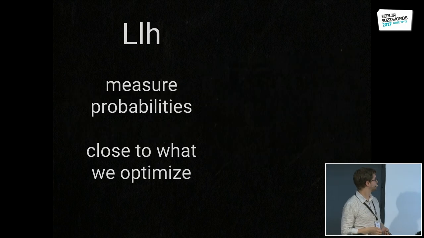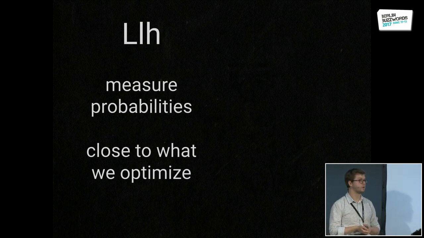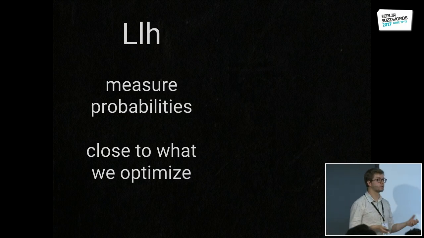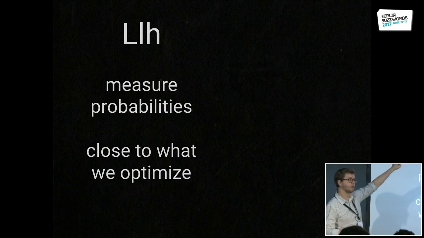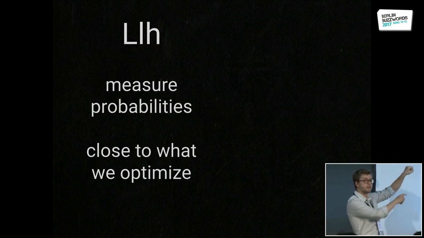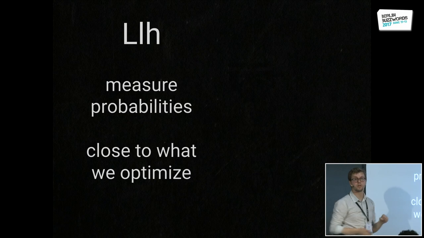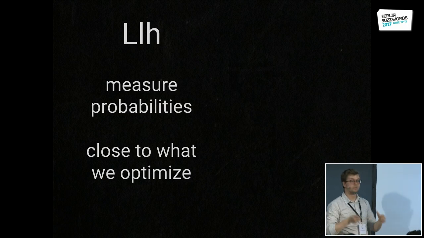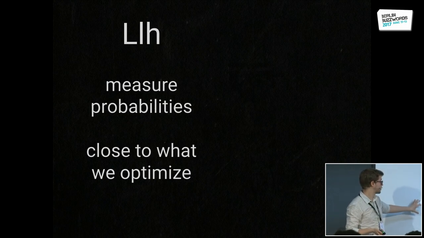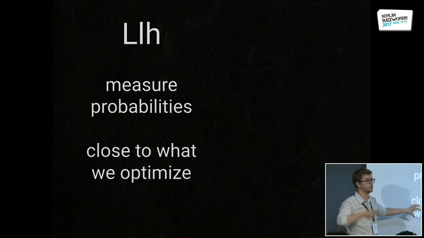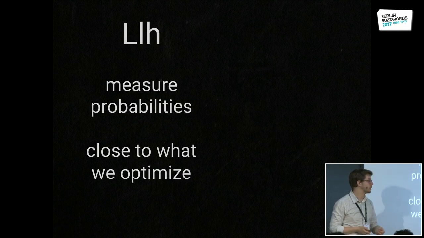The first one is called LLH, which stands for log likelihood. It measures how well we predict the probabilities of the surrounding words, exactly the case that I described at the beginning. We pick a word, and then we ask the algorithm to predict the probability of the surrounding words. This is exactly what LLH measures, and it is pretty close to what we optimize during the learning step. This is actually the metric that we optimize.